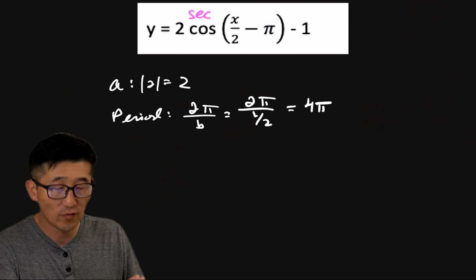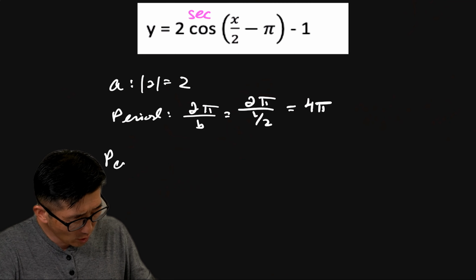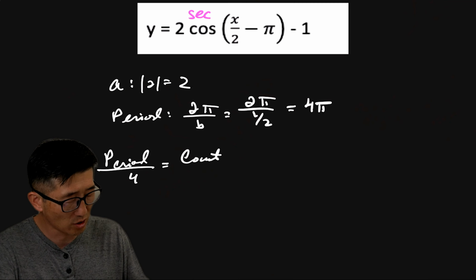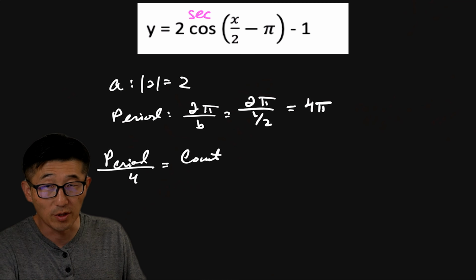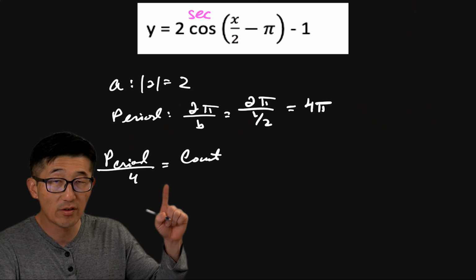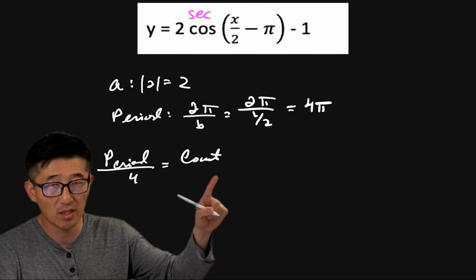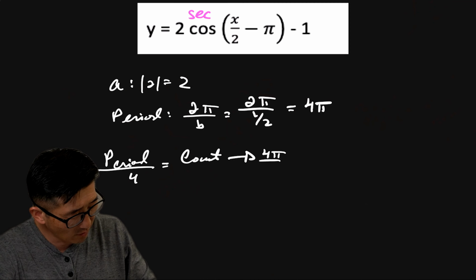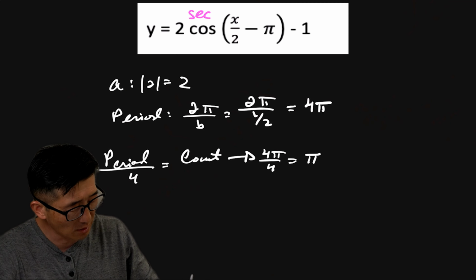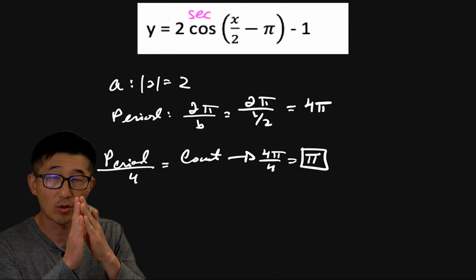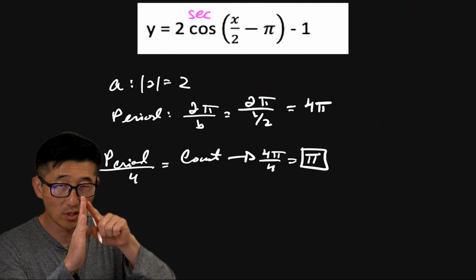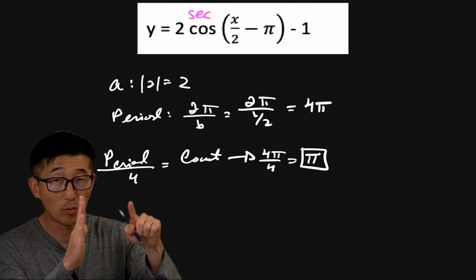Now, the moment you find your period, you want to take your period and immediately divide it by 4 to get what we call the count. Now, some teachers call it count. You can come up with your own name for it, but it's very, very important. So if you take the period, which is 4 pi, 4 pi divided by 4 is pi. Now, what does that mean? Well, it means as you break up your graph into 4 distinct parts, as you go from one starting point to the next, you're just going to be adding this number.